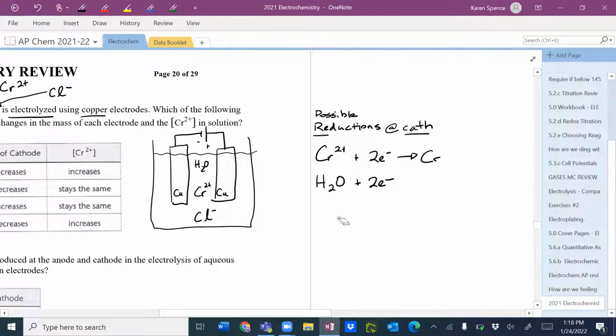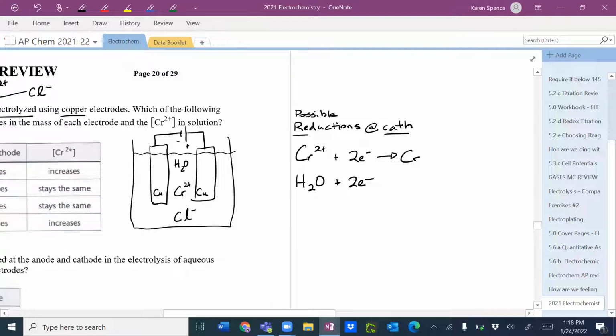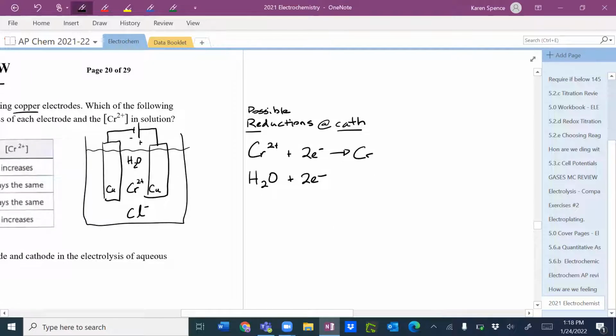No. So you can look through all your substances, but it makes sense that things that are positive can undergo reduction. Things that are negative can undergo oxidation. So let's look at our possible oxidation reactions at the anode.